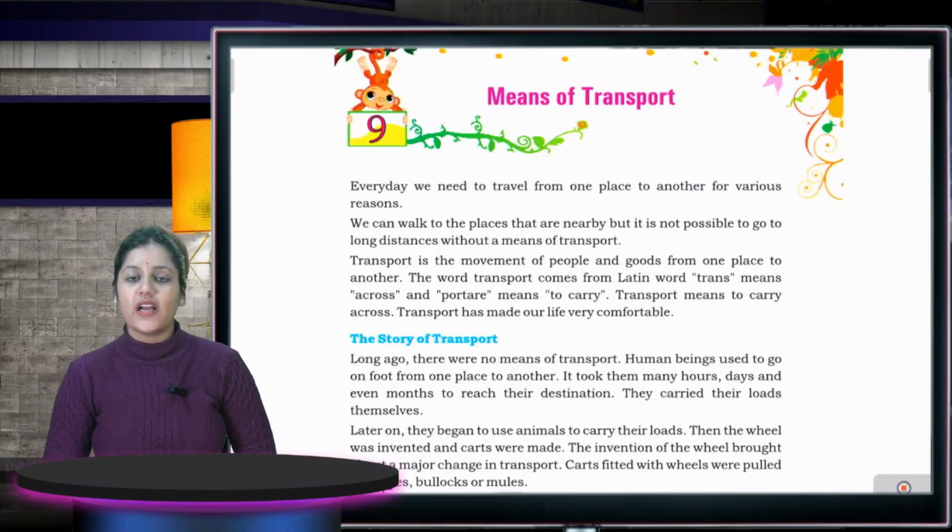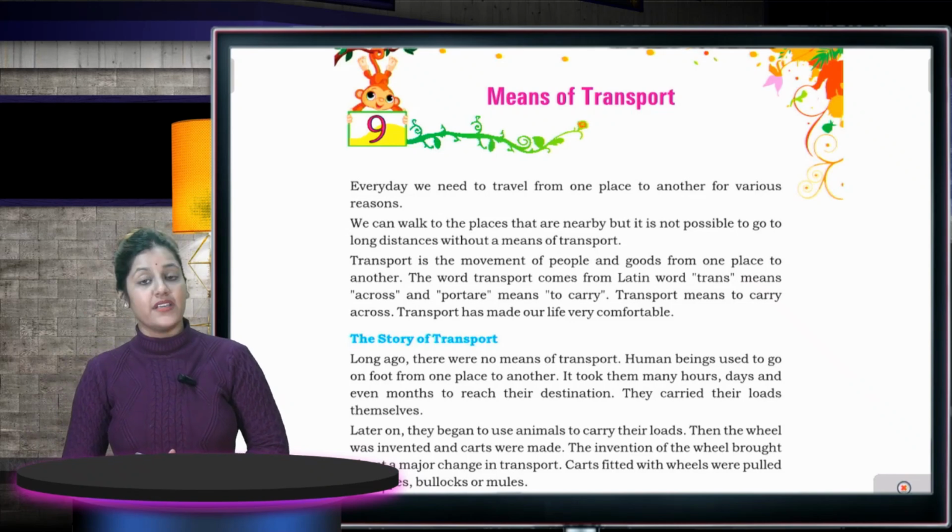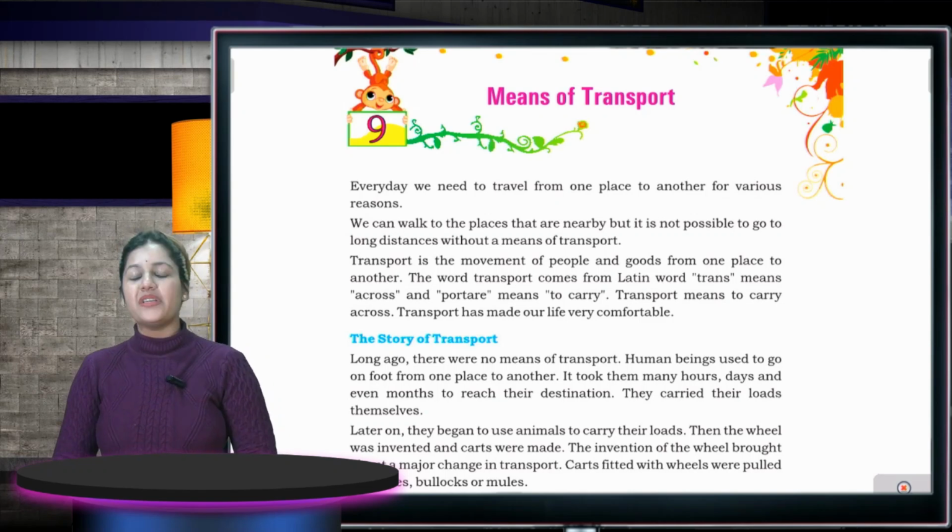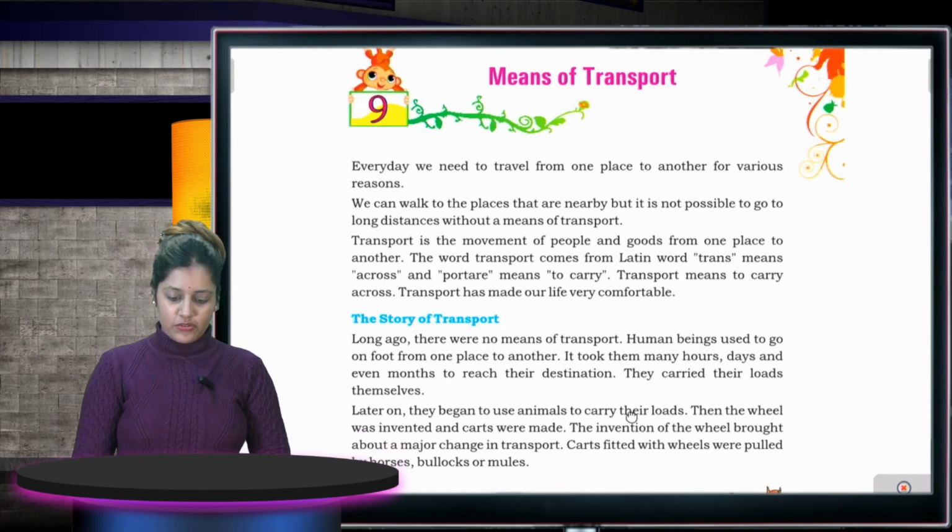My name is Shraddha Gupta and today we are going to do chapter number 9 from your EVS book. So, what is the name of the chapter? The chapter name is Means of Transport. So, let's read this chapter together.